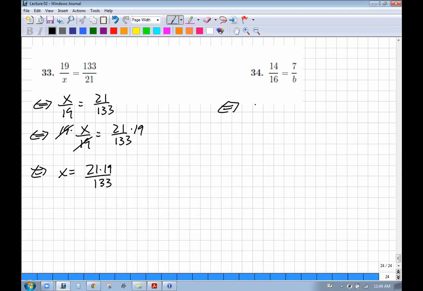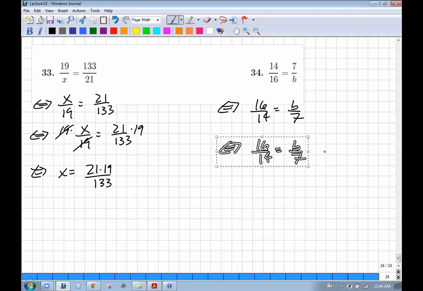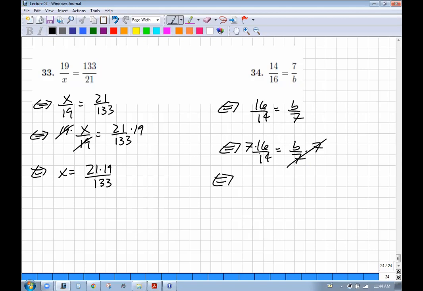With 34, the b is on the bottom, so we're going to do our flip trick here. Now the b is on the top. Now, to get rid of this 7, multiply both sides by 7. And we can rearrange this. I can write this side first. We can say b equals 7 times 16 over 14, right? x equals y is the same thing as y equals x. I could take the sides and flip them, right? Equality goes both ways.